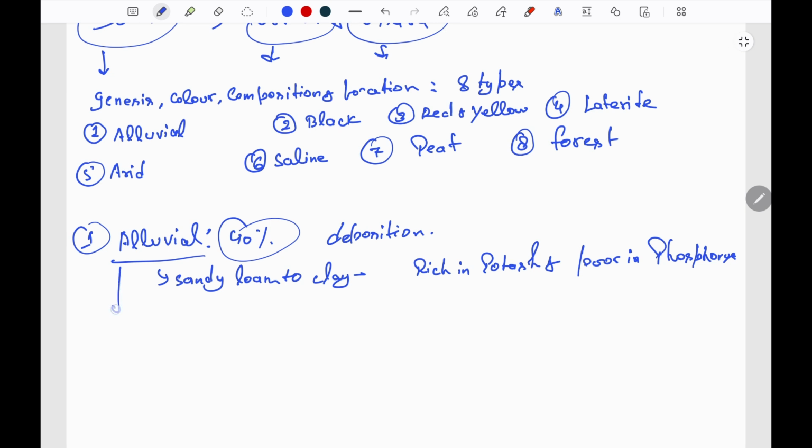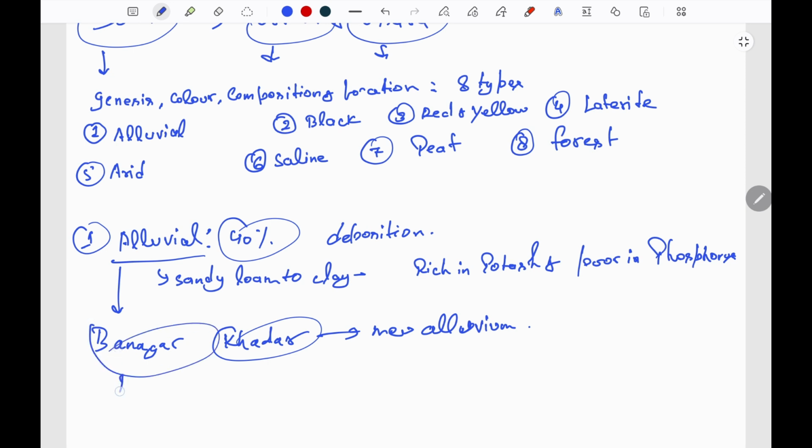Now it is divided into two parts, that is Bangar and Khadar. Khadar is a new alluvium that is renewed every year, and it includes fine soil deposits and silt. This is new alluvium, and Bangar is old alluvium. It contains calcareous deposits that are known as kankar.